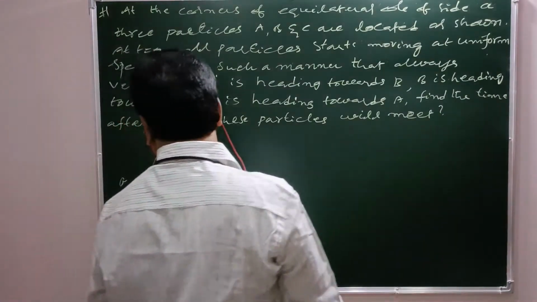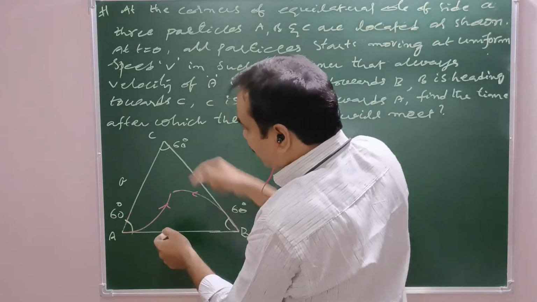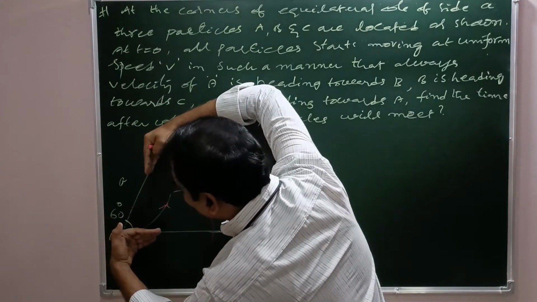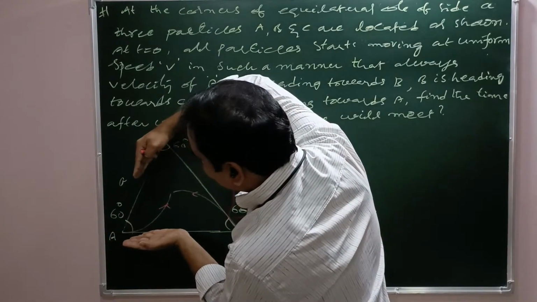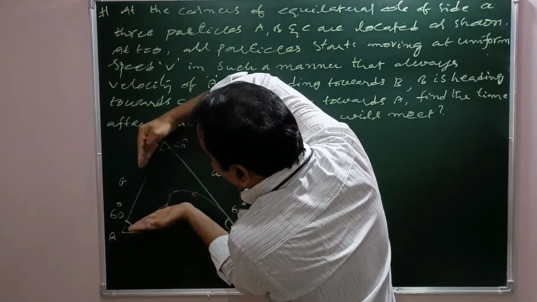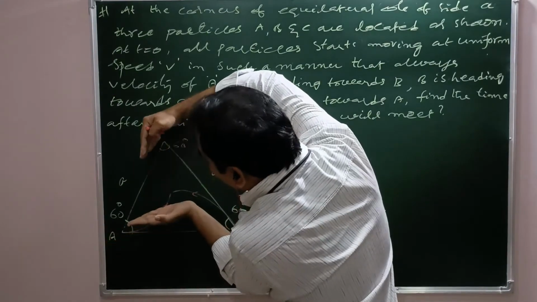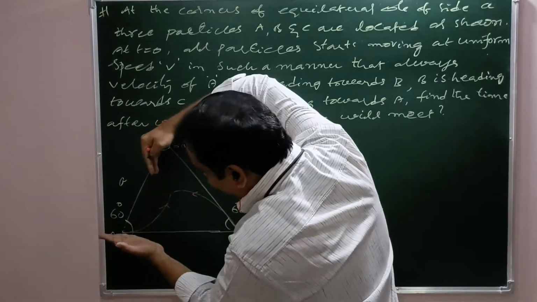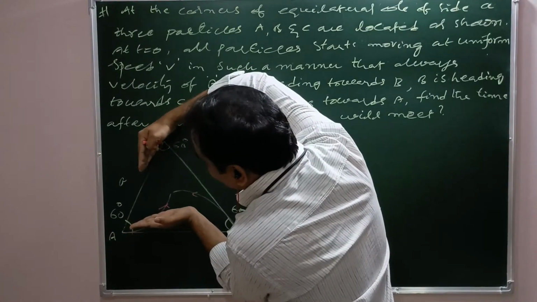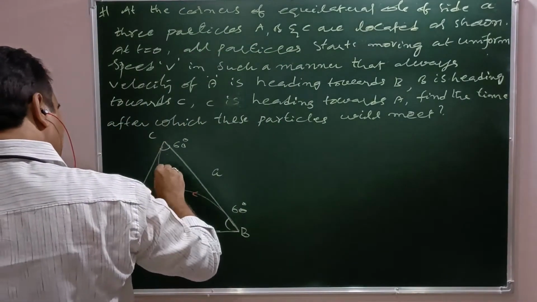At the same time, what about the directional motion of C here? Initially A is moving like that, and initially C is also moving like that. But later on, suppose A changes its direction like that. So C also will change its direction according to A. So A turns like that, C also turns like that. With respect to A, C also changes its direction, such that it is always heading towards A. So this would be the direction of motion of C.